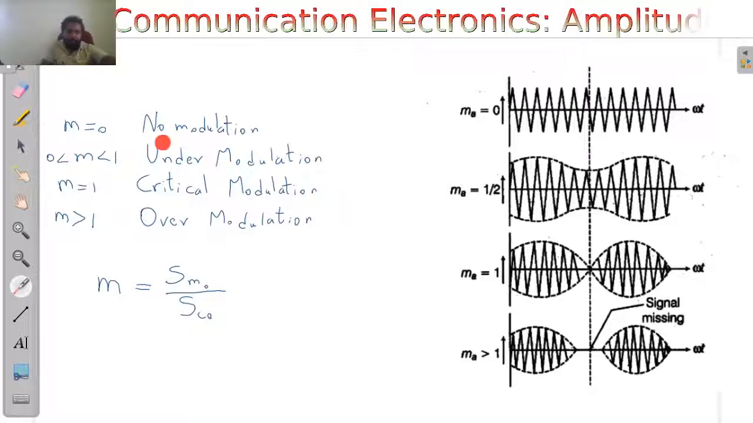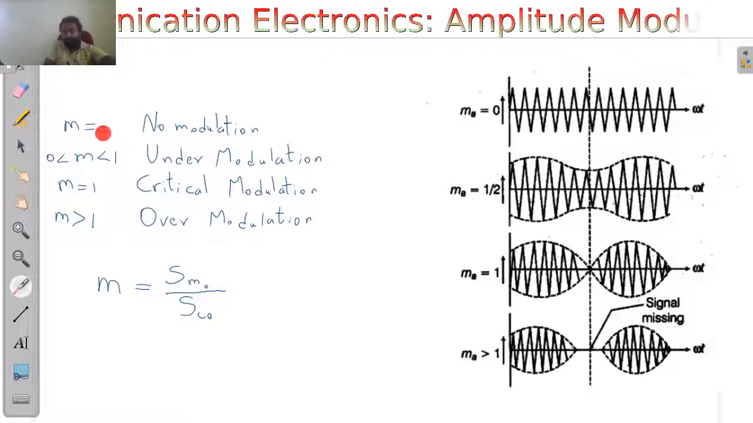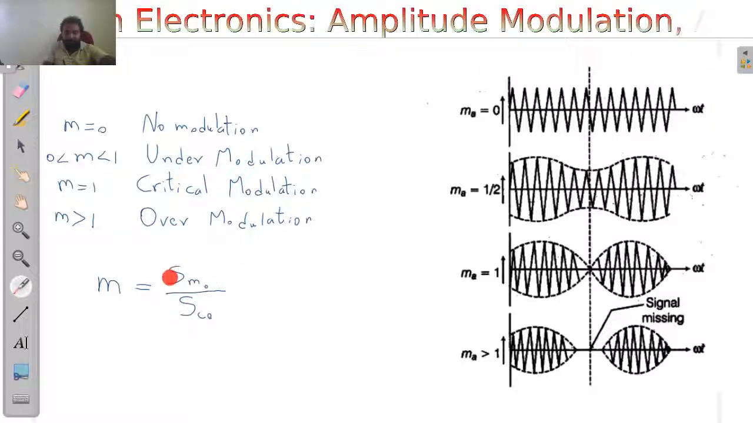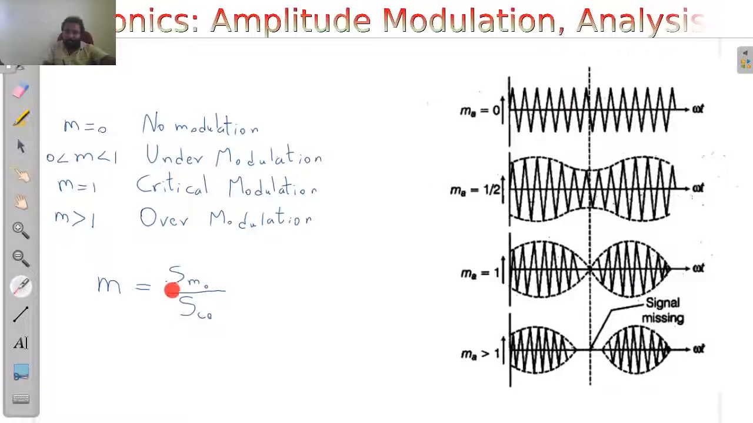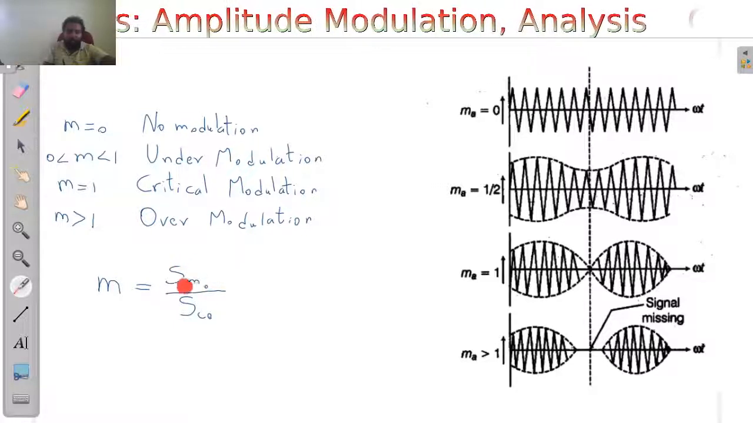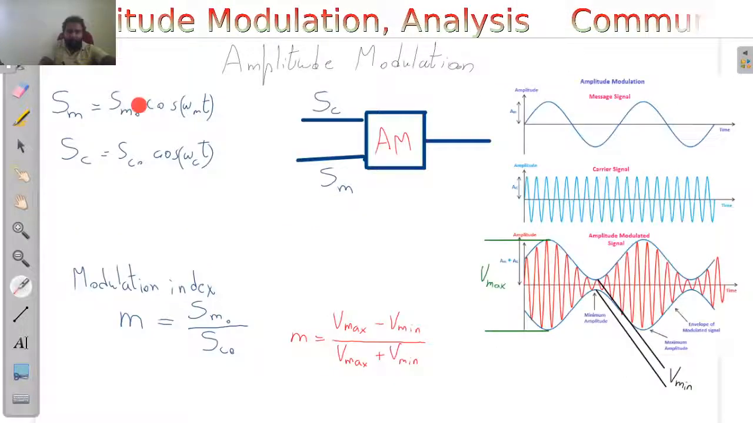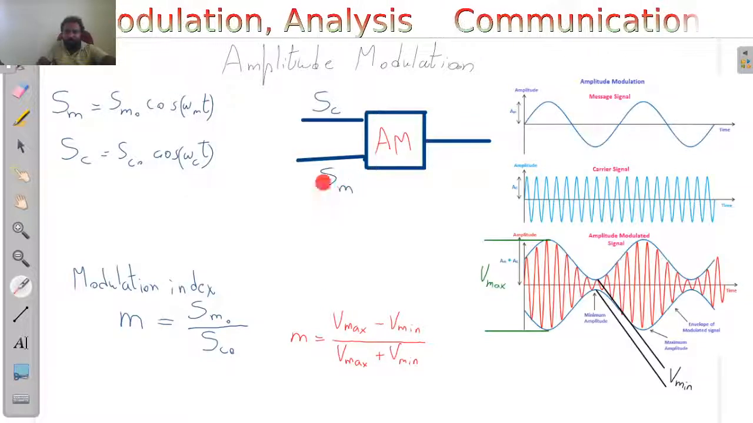And there are 4 conditions for modulation index. The first condition is m equal to 0, and that represents the case when the numerator is equal to 0. That is, Sm0 is equal to 0. That means there is no modulating signal. Sm0 equal to 0 means that your modulating signal or your message signal is 0. That means there is no input at this point.